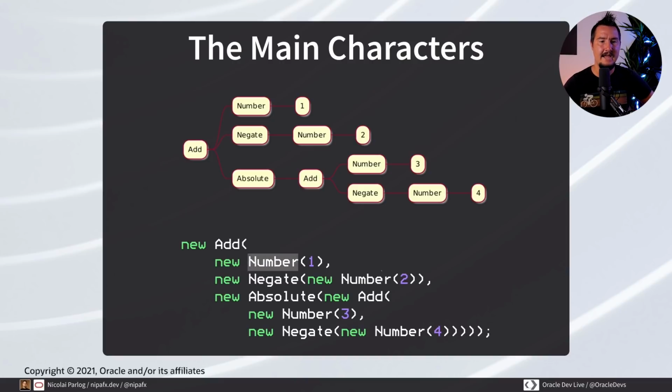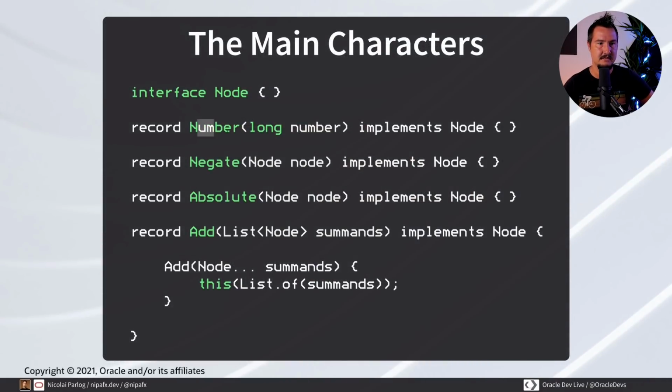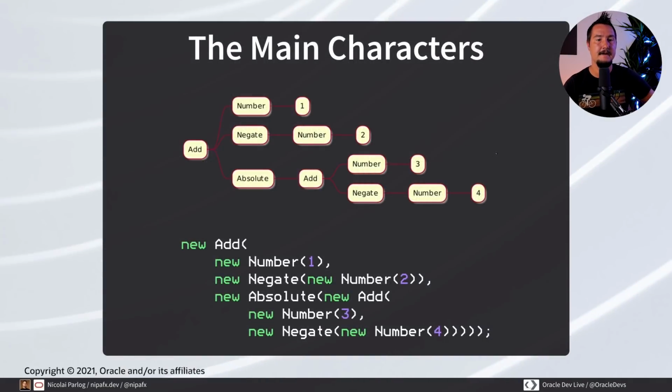This is not the java.lang.Number type. This is just a number node, right? As you can see here, this Number implements Node. So this is not the Number that you know from the Java packages. This is a specific type that I created here. It should probably be called NumberNode and NegateNode and AbsoluteNode, but that makes everything way too large to fit on the slides. So I went with shorter names.